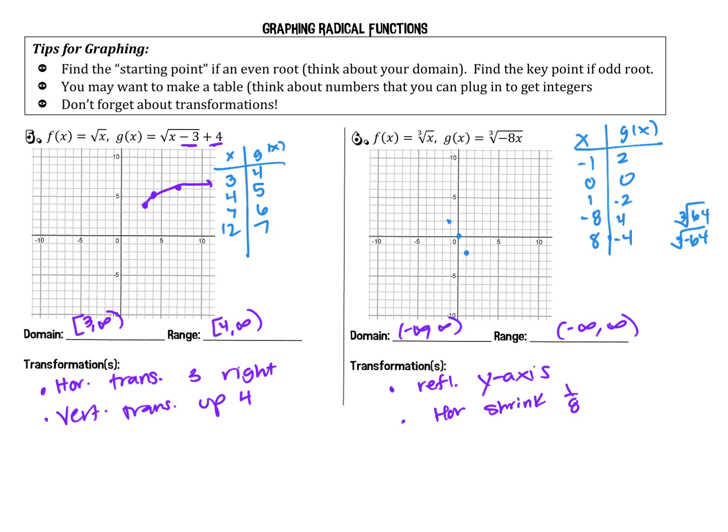Make sure you have arrows on the ends of your graphs. And there we have it. So again, make sure you find that starting point. Think about your domain. Make sure that you make a table if you need to. Choose numbers that are going to give you integer values. And then don't forget about your transformations. Transformations will help you graph.